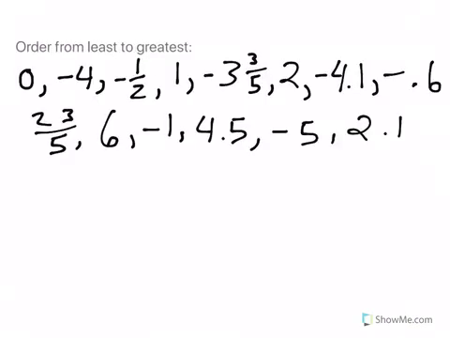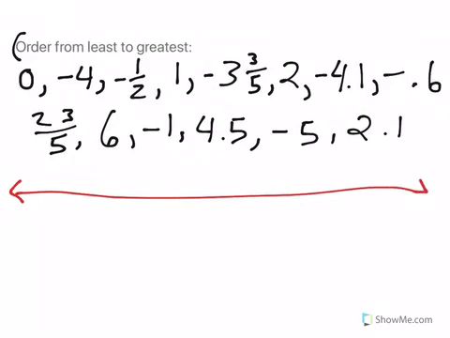So let's take a look at our first example. We have several numbers here. I'd like you to order the numbers from least to greatest. Now, I'm going to show you my thinking. This doesn't necessarily mean this is the only way to do it. This is just how I think about it.